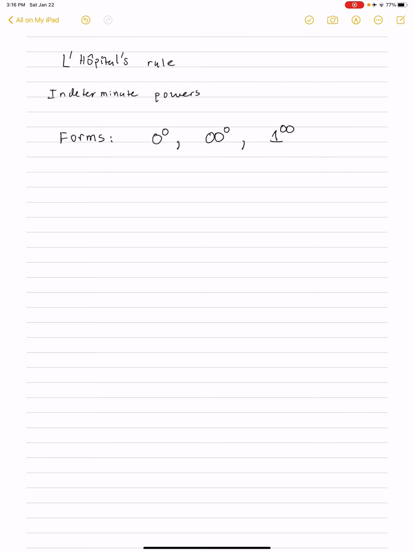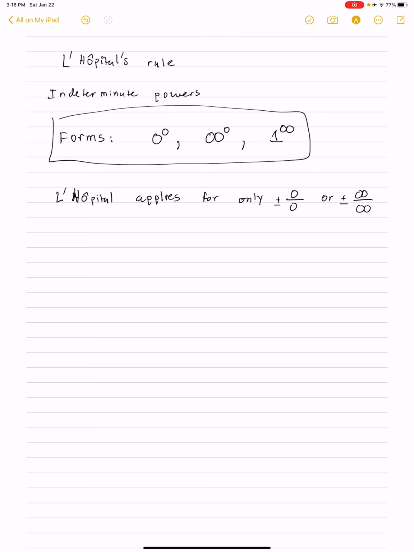Okay, but remember, L'Hopital's applies only for 0 over 0 or infinity over infinity. So if we see one of these other forms above, that means we have to massage it into one of these two forms. Okay, and I'll give you a very quick example here.